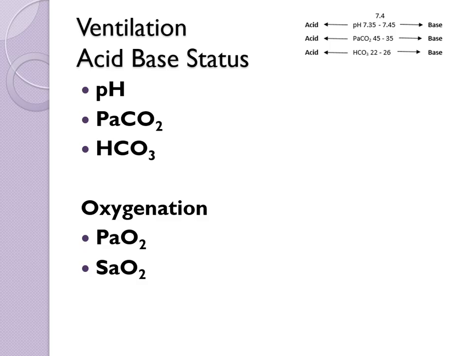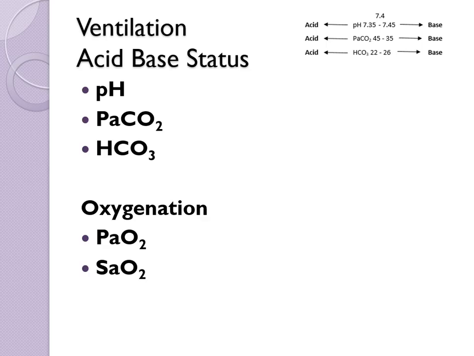PaCO2 is an acid. It is regulated by the lungs. It works quickly, so it's the first compensatory mechanism that we see for acid-base imbalance, and a normal PaCO2 is 35 to 45. PaCO2 is an acid, so the higher the value, higher than 45, it is an acid. If it's less than 35, it's not acid anymore, it's alkalotic or base.